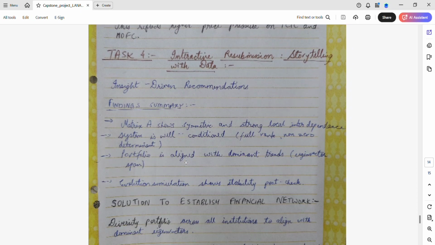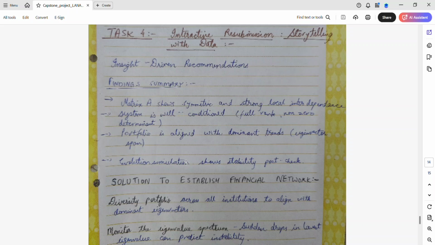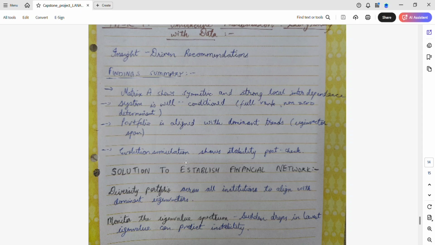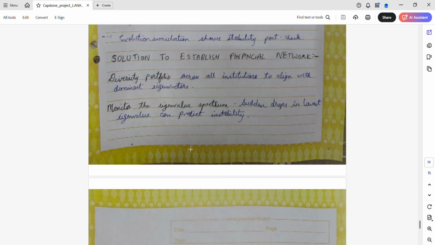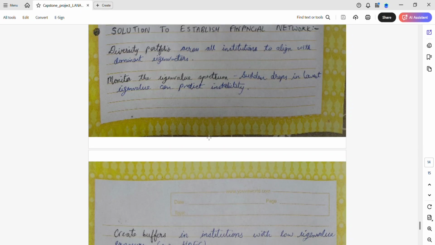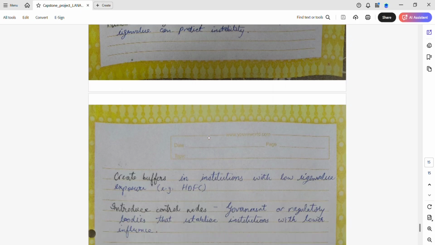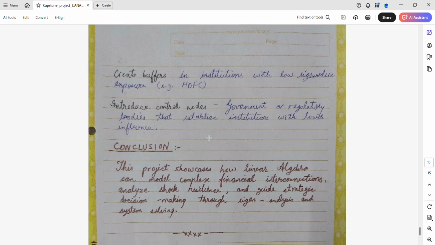Now, storytelling and the solutions. Finally, I proposed a way to stabilize the system during economic turbulence. By identifying the vulnerable parts of the network through eigenvalues, we can allocate capital or regulation more effectively. Understanding interdependencies allows us to prevent one weak link from causing widespread disruption. So here are a few solutions which I have written: diversify the portfolio, monitor the eigenvector spectrum, and create buffers.